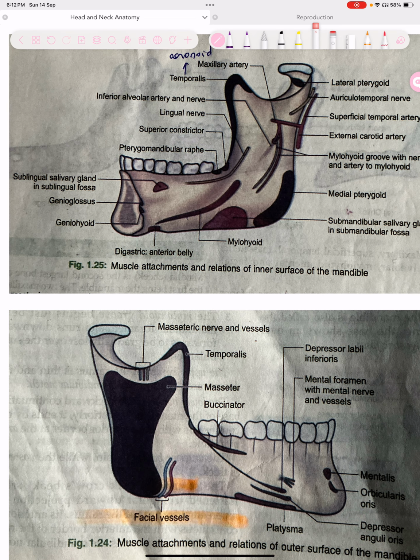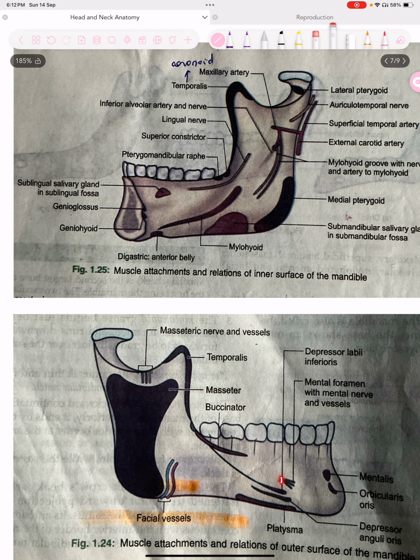Now, what are the nerves and vessels? Very important. First of all, the mental foramen, let's locate it. It's here. This is the mentalis muscle in the incisive fossa. Don't forget that. Don't confuse the two. Now, the mental foramen has the mental nerve and vessels, arteries and veins both. Then you have the inferior alveolar nerve and vessels which enter the mandibular canal, and they enter through the mandibular foramen. So this is the mandibular foramen, and into the mandibular canal go the inferior alveolar artery and nerve.